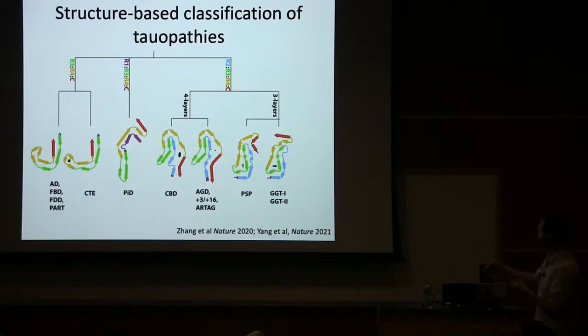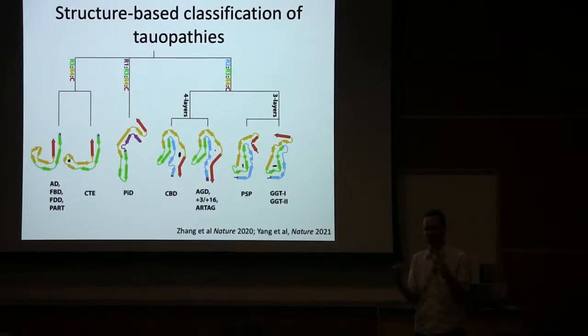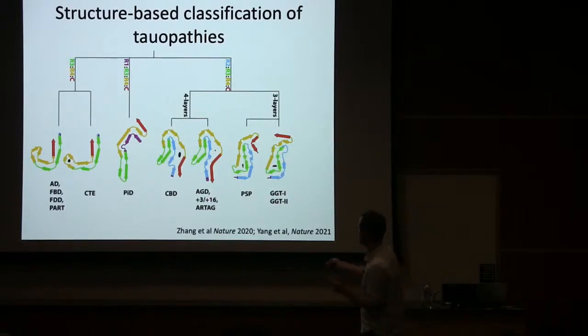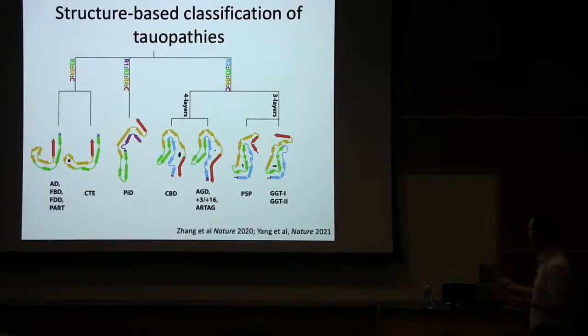And we now have an explanation of their biochemical composition, and we can do this sort of classification where we have a second level, we call this 4-layer folds and these 3-layer folds. So PSP and CBD, which based on neuropathology and clinical symptoms sometimes had been grouped together, are actually much more different from each other at the molecular level than, for example, AGD and CBD are. And so these are new findings from this kind of classification.